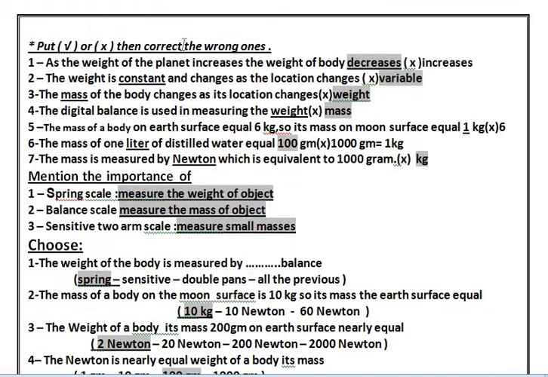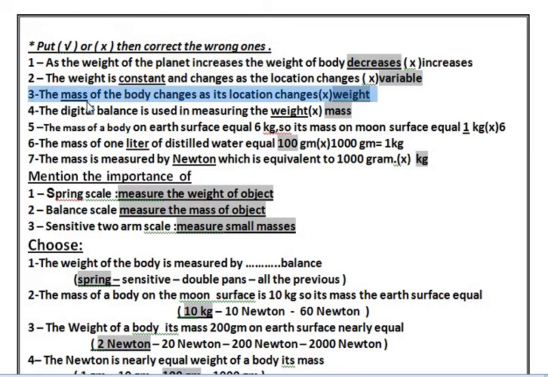The fourth type of question is we try to wrong, then correct the wrong ones. Number one, as the weight of the planet increase, the weight of the body decrease. طبعا wrong لأن ال weight increase مش decrease. Number two, the weight is constant and it changes as the location change. This is wrong. The weight is variable. ال constant هي الماس لكن ال weight is variable متغير.